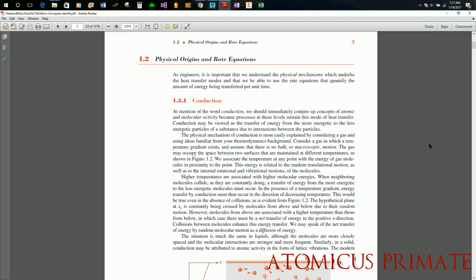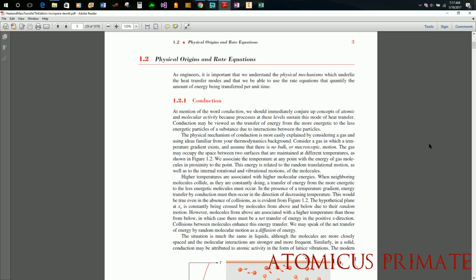1.2.1 Conduction. At mention of the word conduction, we should immediately conjure up concepts of atomic and molecular activity, because processes at these levels sustain this mode of heat transfer. Conduction may be viewed as the transfer of energy from the more energetic to the less energetic particles of a substance due to interactions between the particles. The physical mechanism of conduction is most easily explained by considering a gas and using ideas familiar from your thermodynamics background. Consider a gas in which a temperature gradient exists, and assume that there is no bulk or macroscopic motion.